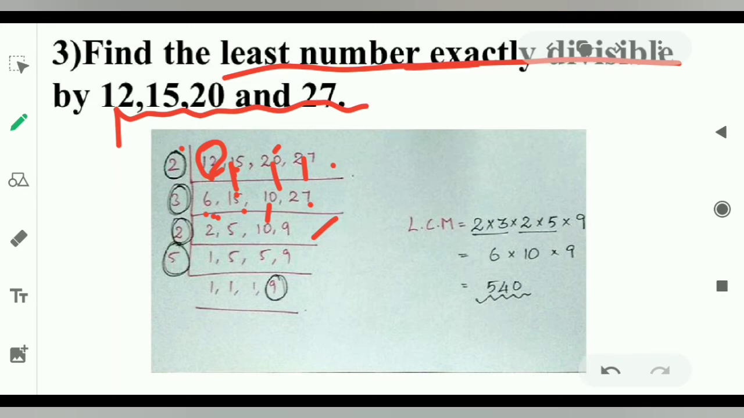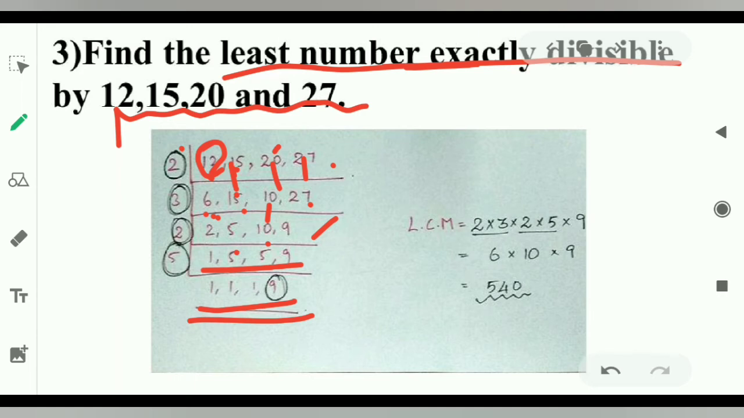Good. Next, if we observe this row, 2 and 10 are divisible by 2. So we are going to divide the whole row by 2. Then we will get it like this. And here we can divide these two numbers by 5, so that we get it like this. In this row we have 9, but we don't have any two numbers that are divisible by a common number, so we are stopping at this stage.